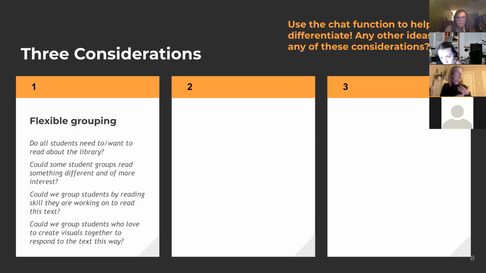Could we group students who love to create visuals together? This is getting at that learner variability. Not that it's their learning style, but they're visual. They love to draw, they love to create different things. Could we group them that way?